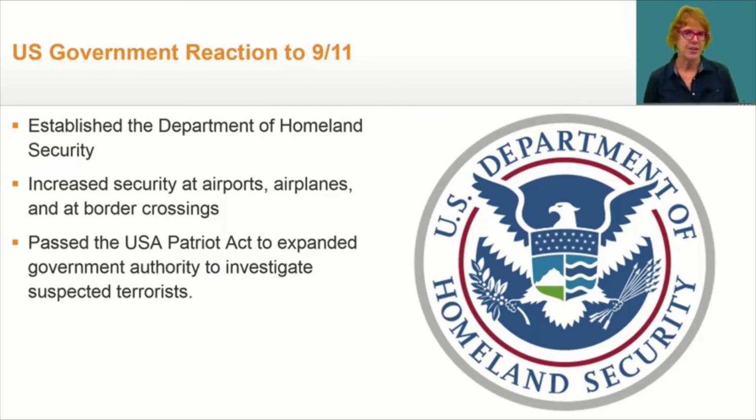In addition to the invasions of Afghanistan and Iraq, the U.S. established reforms to limit the chances of another 9/11. The 9/11 attacks brought about a massive examination of how the U.S. government responded to the threat of international terrorism. It also led to a series of actions intended to make the country safer. It established the Department of Homeland Security, which was created to protect the country against terrorist attacks. It increased security at airports, airplanes, and border crossings.